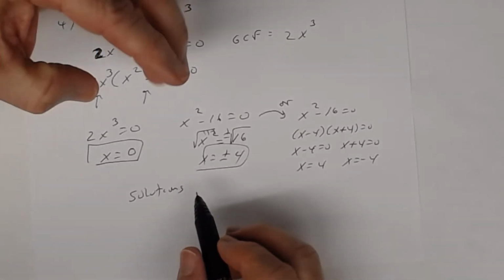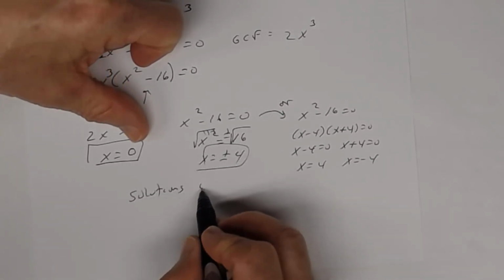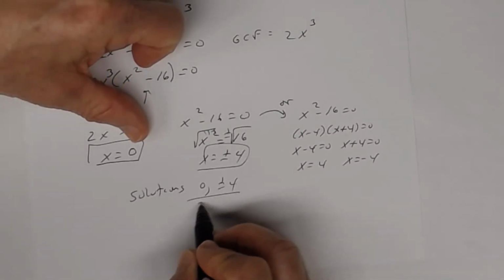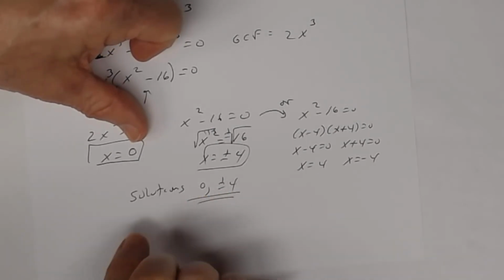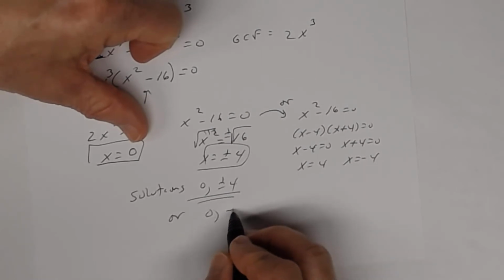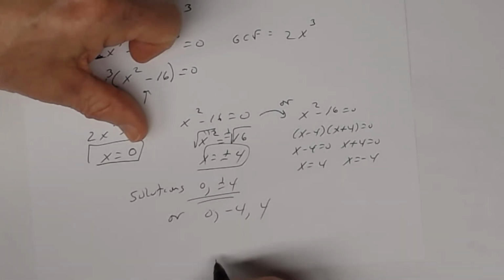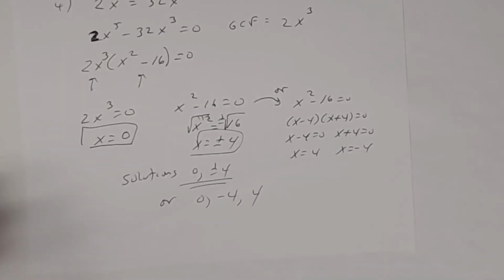for paper versions, you could say this and this. You could say 0 plus or minus 4, and that's fine. If they tell you to separate them by commas, then you must say 0, negative 4, and 4, or 0, 4, negative 4. Okay? All right, that was number 4. So that is solving higher order equations by factoring out the GCF.